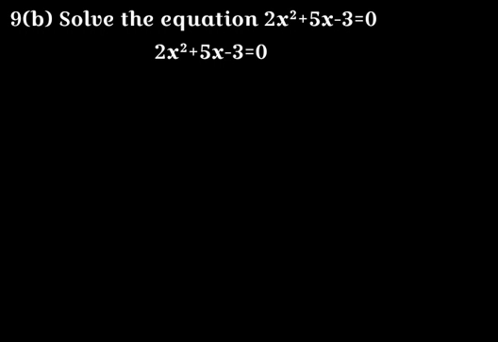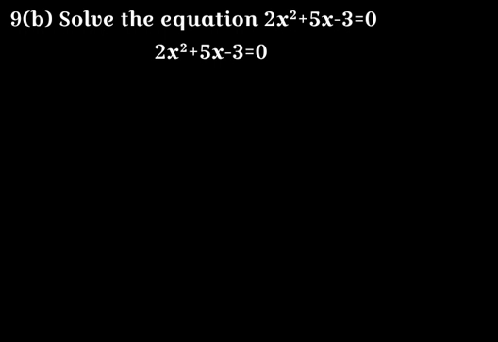Okay, so what we're going to do is find two numbers that we can multiply to get negative 6, because in this quadratic equation, 2x squared multiplied by negative 3 will give us negative 6x squared. So we should look for two numbers that multiply to give negative 6x squared, and when we add those two numbers, they give us the sum of 5x.